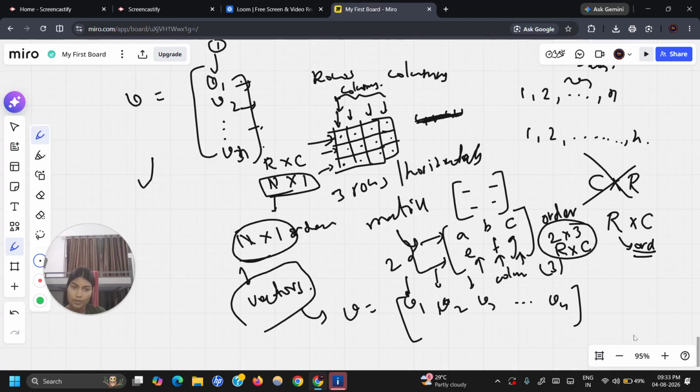So these are columns. We have n number of columns. And then how many rows are there? Only one row. So 1 cross n. Okay.